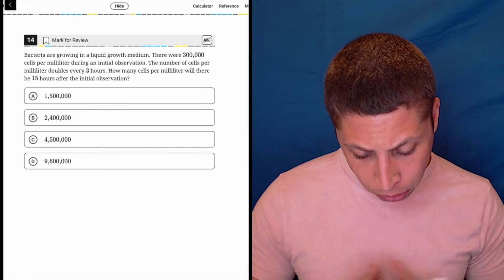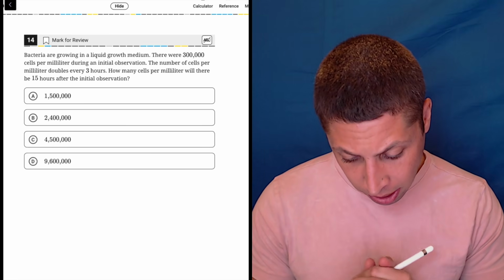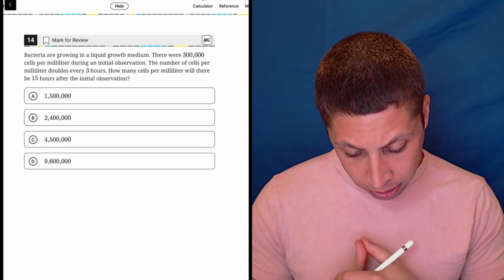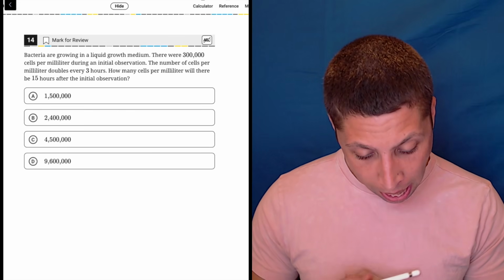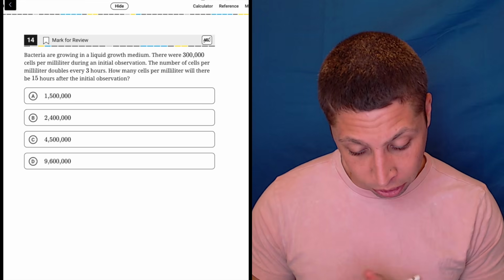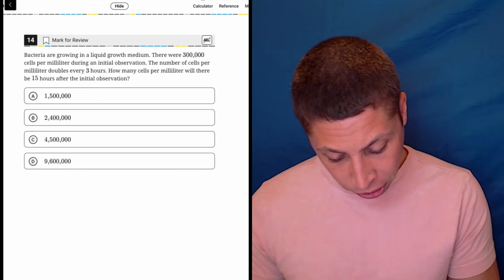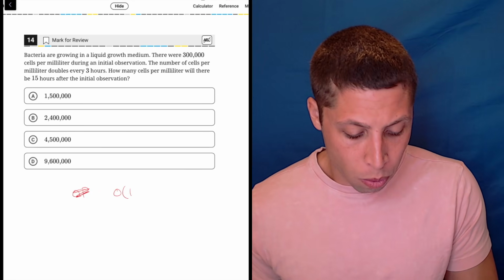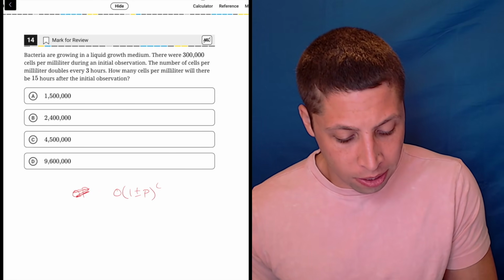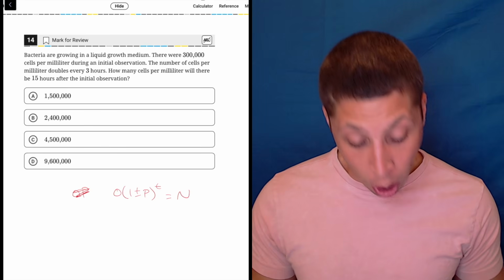Okay. Bacteria are growing in a liquid growth medium. There were 300,000 cells per milliliter during an initial observation. The number of cells per milliliter doubles every 3 hours. This is exponential. How many cells per milliliter would there be 15 hours after the initial? Okay. Ooh, all right, so exponential, I'm going to use my OPEN formula. Let's actually do O times 1 plus or minus P to the T is equal to N. So the O stands for the original.